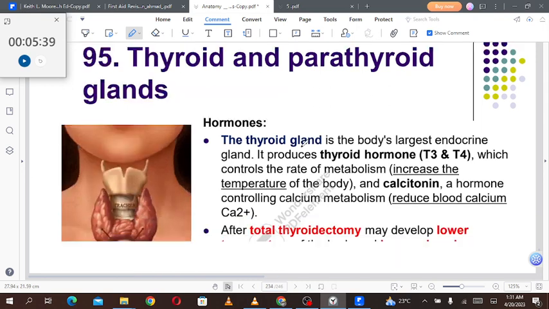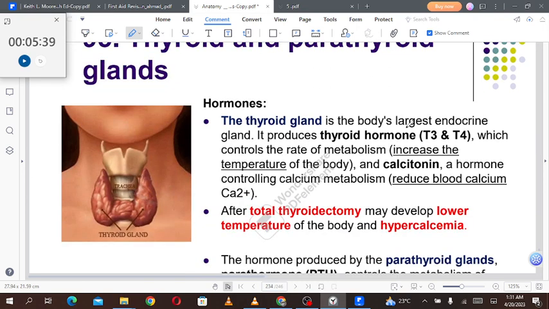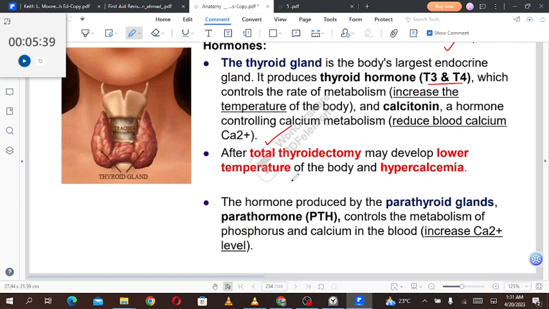Then talking about the thyroid and parathyroid glands, and their hormones. The thyroid gland is the largest endocrine gland in the body. It produces thyroid hormones T3 and T4, which control the rate of metabolism and increase the temperature of the body, and calcitonin, a hormone controlling calcium metabolism, reducing the blood calcium level. But after a total thyroidectomy, the patient may develop lower body temperature and hypercalcemia, because T3 and T4 will not be regulating the temperature and calcitonin will not be regulating the calcium.